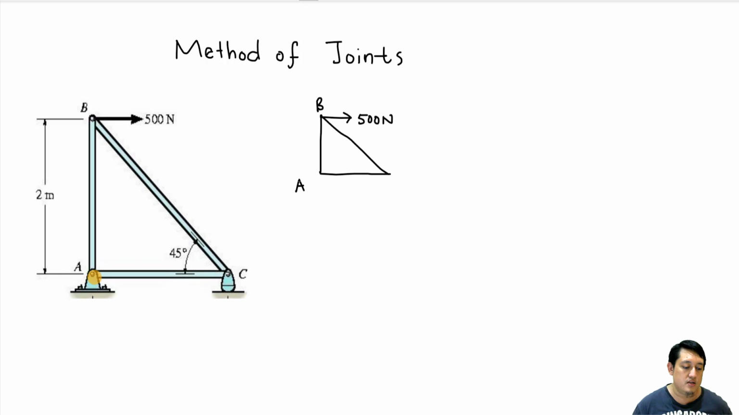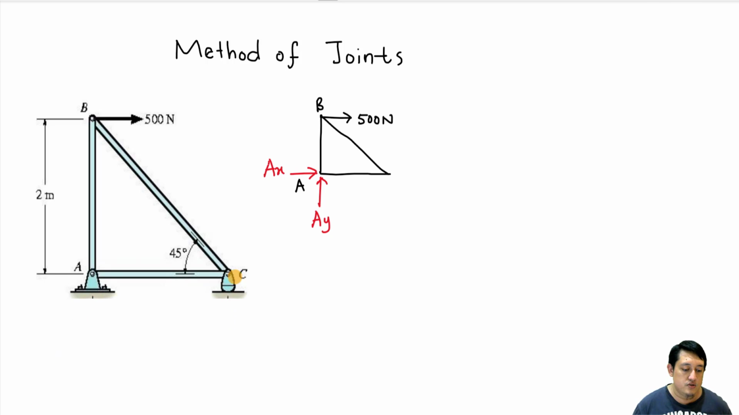Here at joint A, this joint is fixed to the ground, so it means that we cannot move it in the X direction or in the Y direction. If we cannot move, we have a reaction force. So we do have a reaction force at A in the Y direction, AY, and also in the X direction, AX, because we cannot move it in Y, so we have AY, and we cannot move it in the X direction, so we have AX.